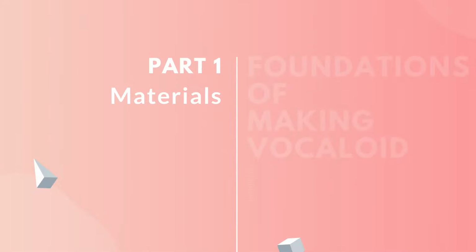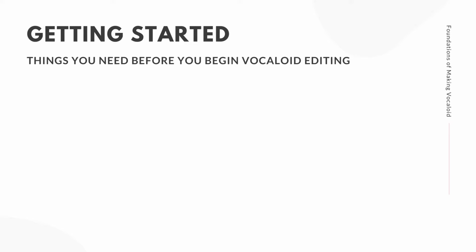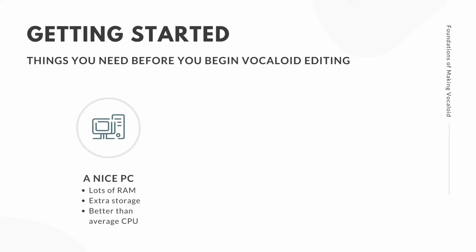Before you can begin, you'll need these bare minimum materials. A nice computer, preferably one with lots of RAM, storage, and a better than average processor. You can use a computer with average specs, but it will be very, very painful. Music editing files are notoriously huge, so I also recommend having lots of available storage. Both Vocaloid editors that we will be discussing work on Windows and Mac.